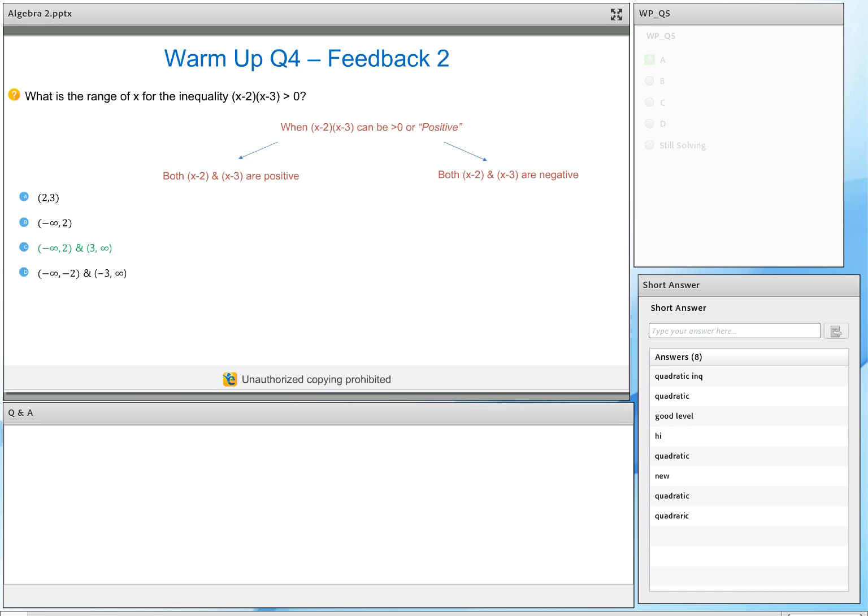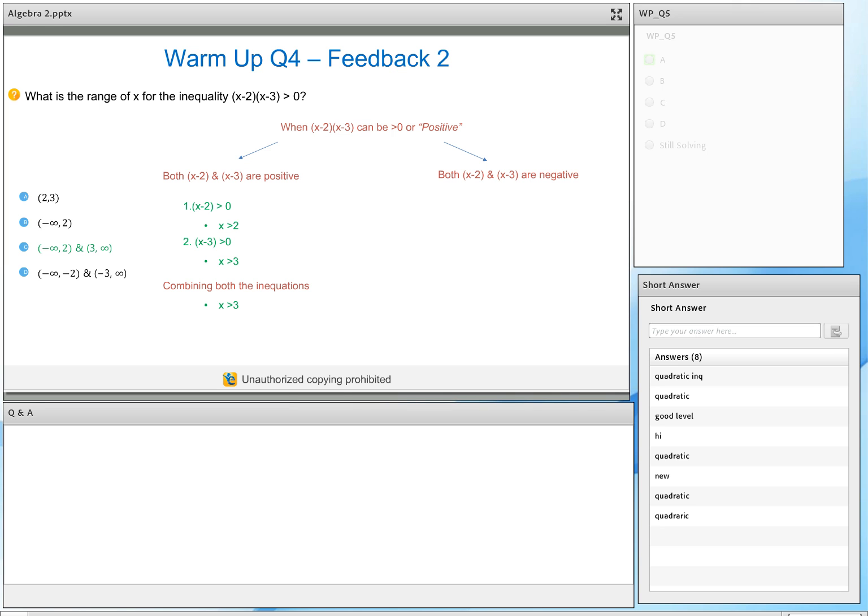Now, when is x minus 2 and x minus 3 positive? So when x minus 2 is greater than 0, this means that x is greater than 2. When x minus 3 is greater than 0, that means that x is greater than 3. Now, if you combine both these ranges of x, for x minus 2 and x minus 3 both to be positive, you have to make sure that x is greater than 3, right? So that's the value that you get over here.